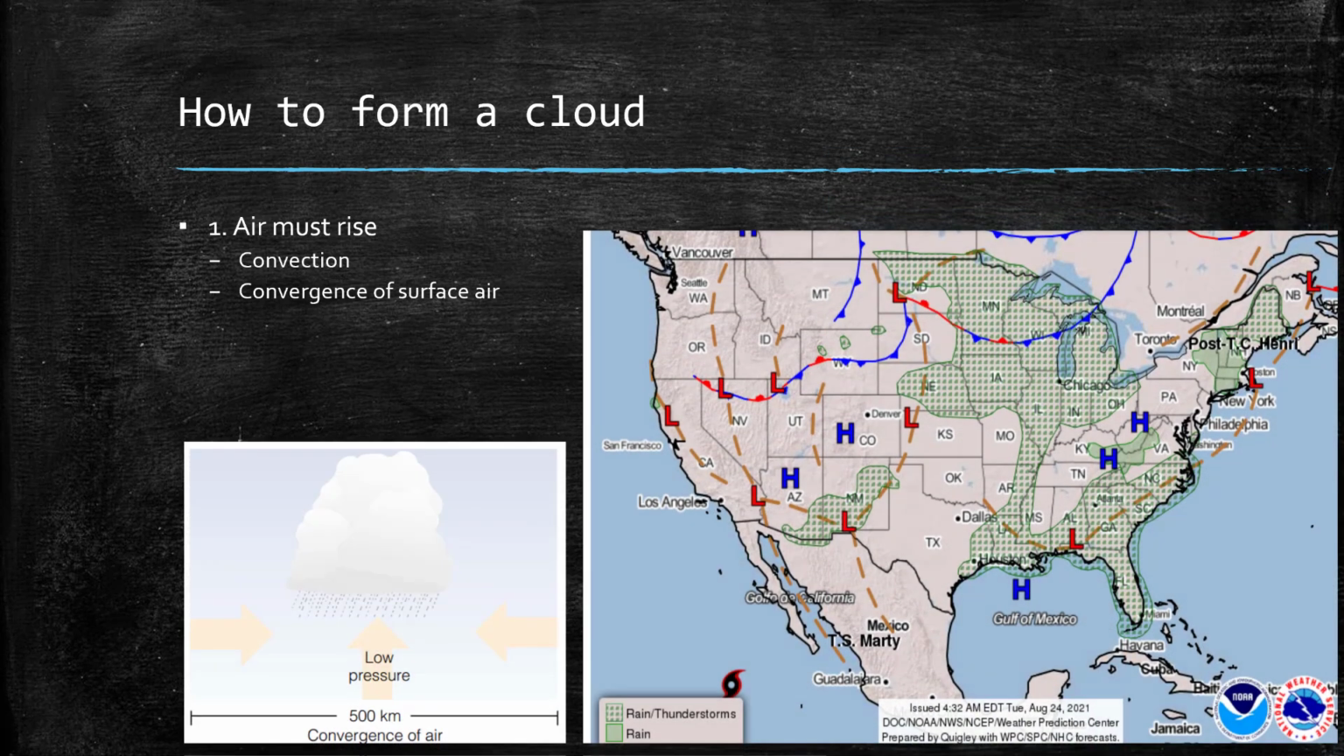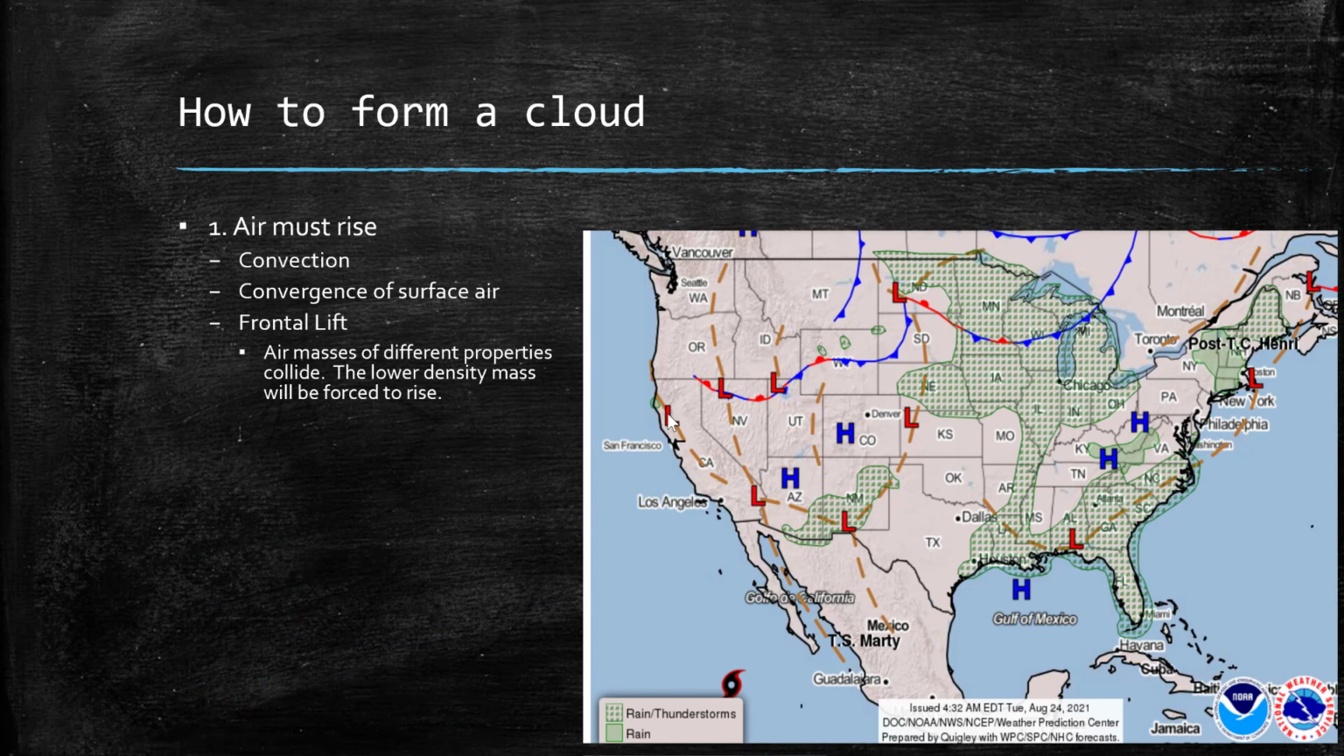You can also have lift when air is converging, running into each other, and when it runs into each other, it has nowhere else to go except being pushed up. On weather maps, you can see those locations where air is converging as low pressure systems. Anywhere there's an L, air is being pulled into it. As it nears the center, it converges and then rises upwards.